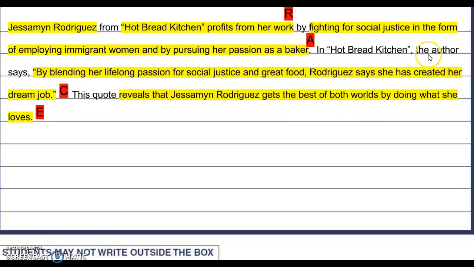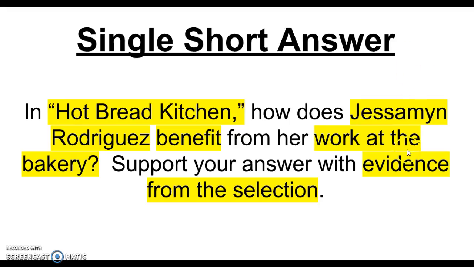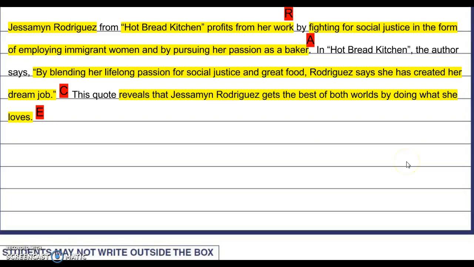I provide some evidence. Remember in our question from before, support your answer with evidence. Here's the tricky thing. In a short answer, the evidence has to support the answer. Okay, so they have to be connected. So whatever your answer is, you've got to go back and prove it by using a quote from the text. So look at this one. In Hot Bread Kitchen, the author says, "By blending her lifelong passion for social justice and great food, Rodriguez says she has created her dream job."